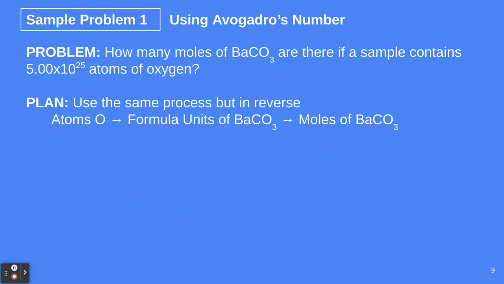So atoms into formula units, to get there, you need to count. That's a counting one. And then we're going to go from formula units into moles. That's where we're going to use Avogadro's number.